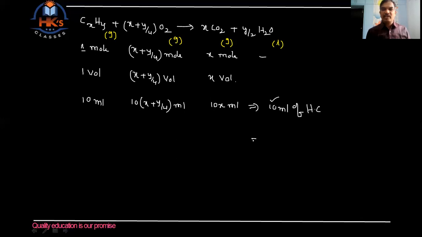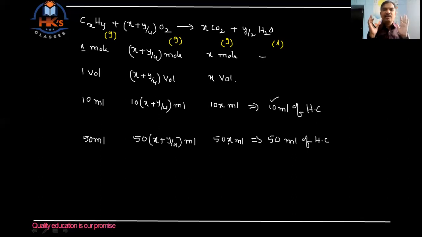Our students just assume they had given 50 ml of hydrocarbon. So according to that, what we have to do? You take this as 50 ml of the hydrocarbon, and this will be 50 into x plus y by 4 ml of the oxygen. This will be 50x ml of the carbon dioxide. So accordingly, you have to write all these values. After writing this, next step is that read the question carefully. After reading the question, definitely search what exactly they had given.